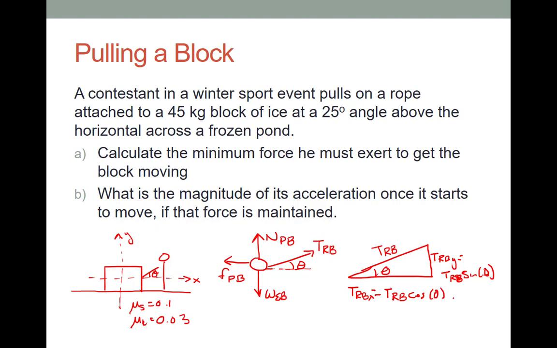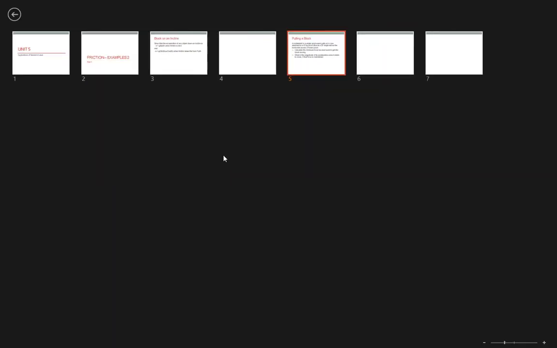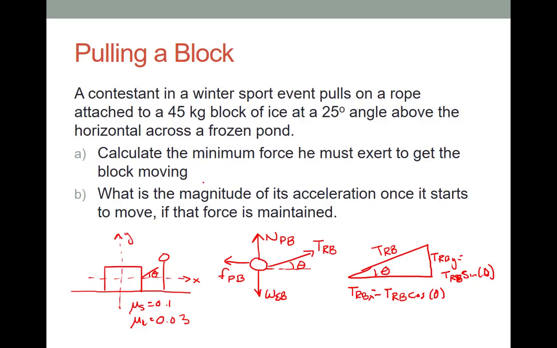Part A of this problem wants to know the minimum force he must exert to get the block moving. Well, the minimum force he must exert to get the block moving means he must just exceed the maximum value that static friction can be. Assuming he maintains whatever force he's pulling with, what would be the block's acceleration once it starts to move?